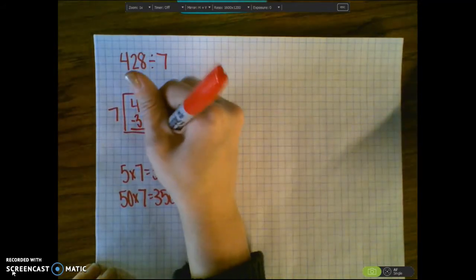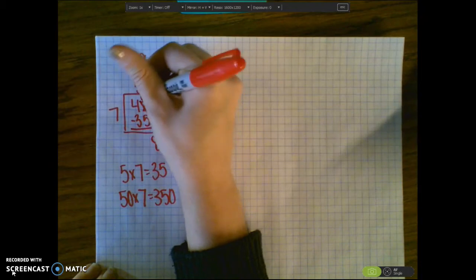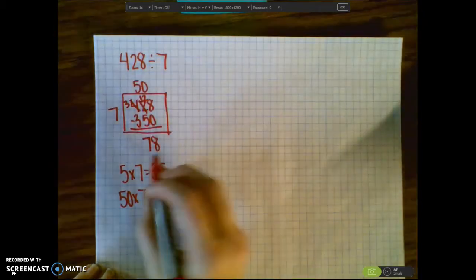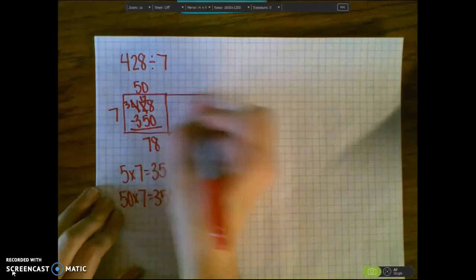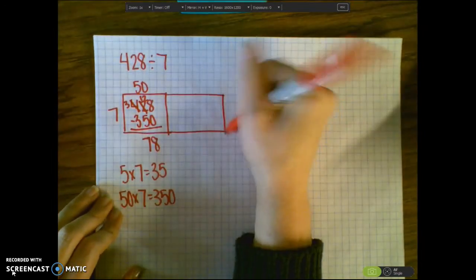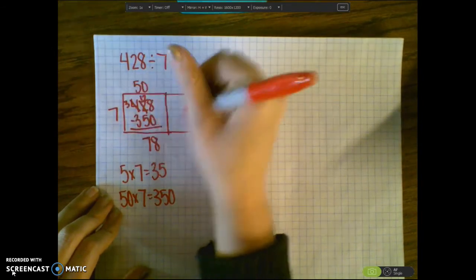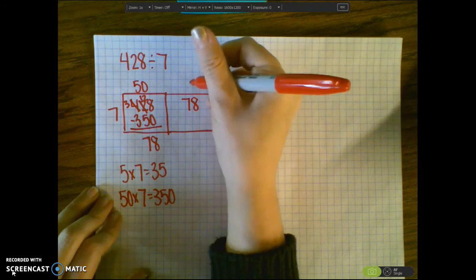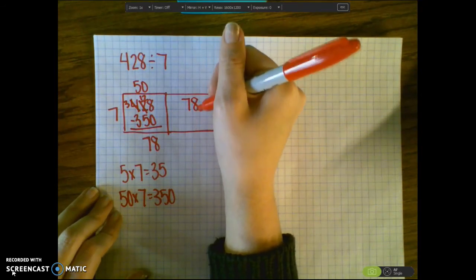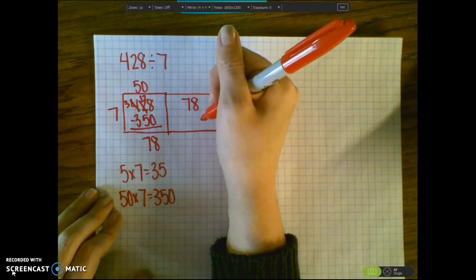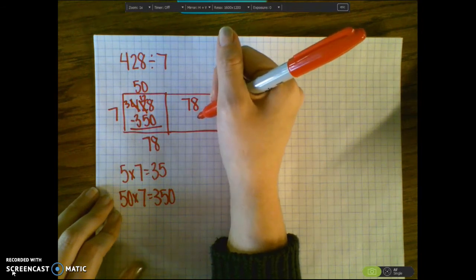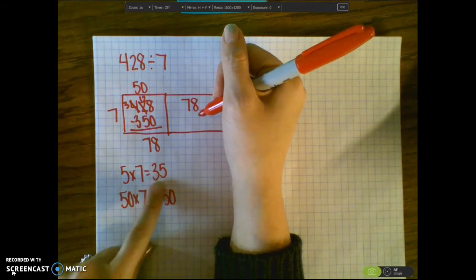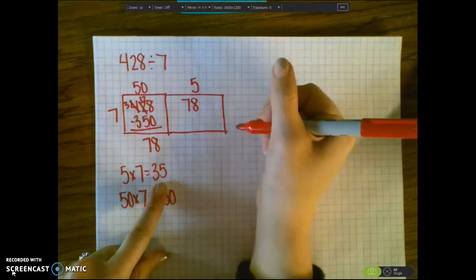8 minus 0 is 8. I need to regroup. Now I'm left with a smaller number. But your student knows, because they've been practicing, that as soon as we bring our new dividend up top, okay, well, if I only take away one group of 7, and I do 78 minus 7, that's still going to take a while. So what if I do 5 groups of 7? Because I already know that 5 groups of 7 is 35.